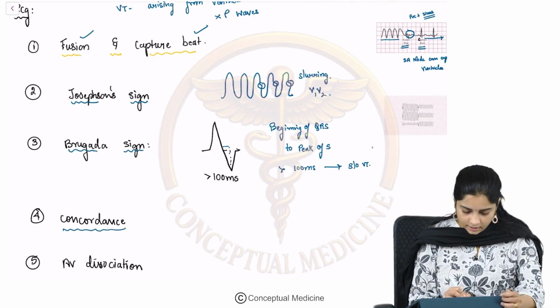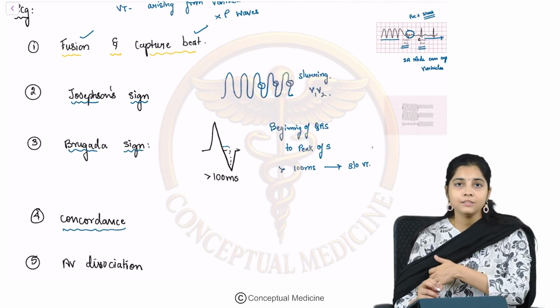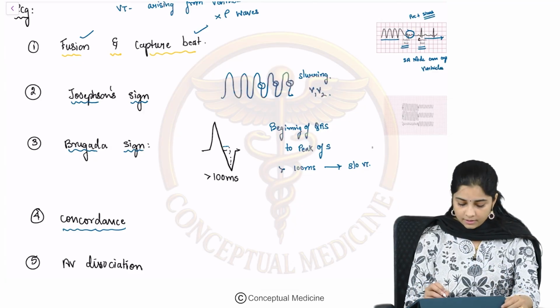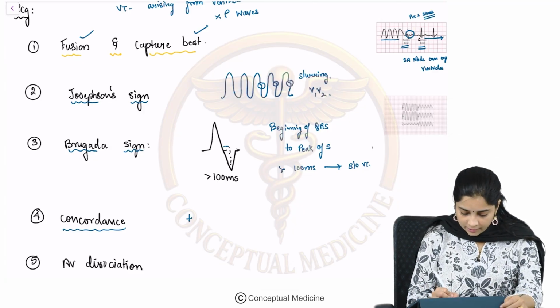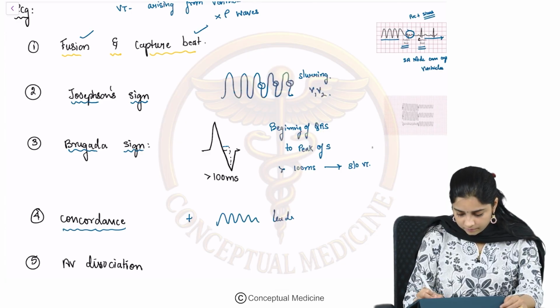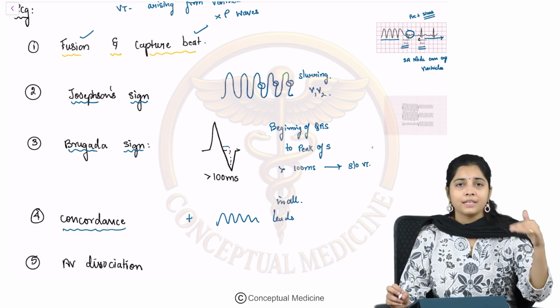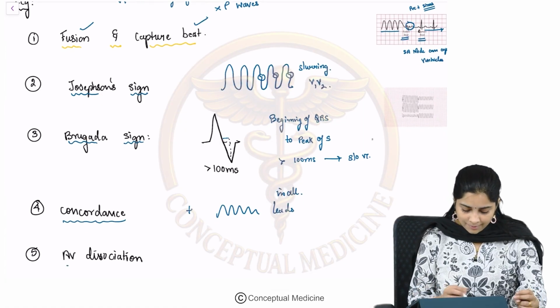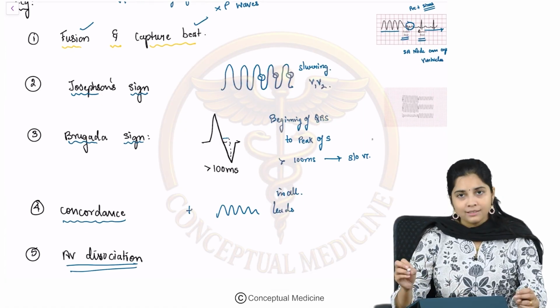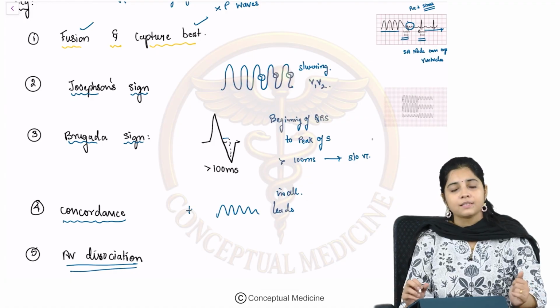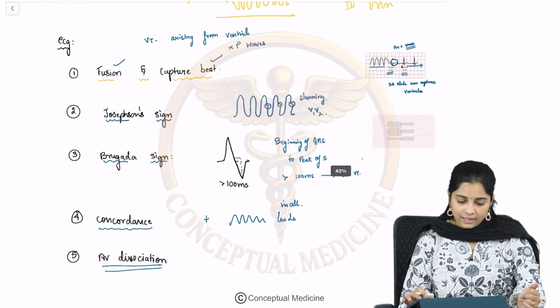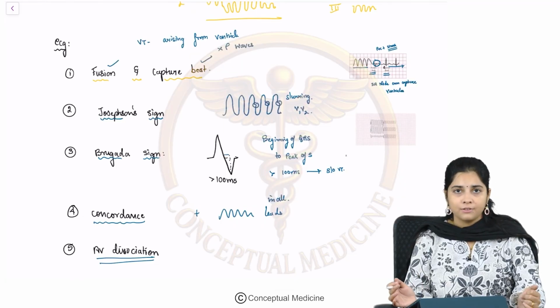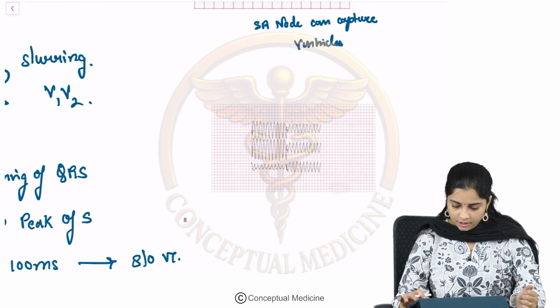Then most of the VTs show concordance. What is the meaning of concordance? It means that if they are positive in lead 1, they are positive in all the leads. If it is negative, then it is negative throughout. So concordance is a characteristic feature of VT, and the most important is that there is definitive AV dissociation. So that is about the different signs that you find on the ECG of ventricular tachycardia.